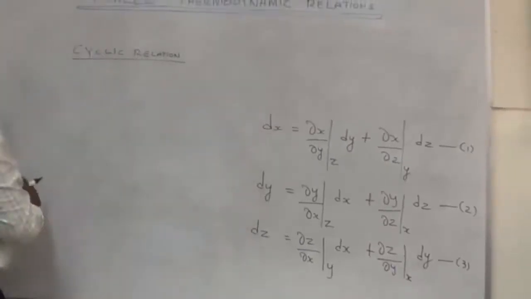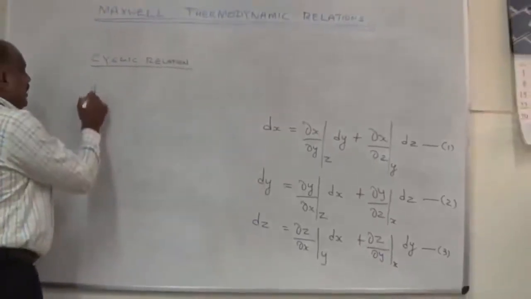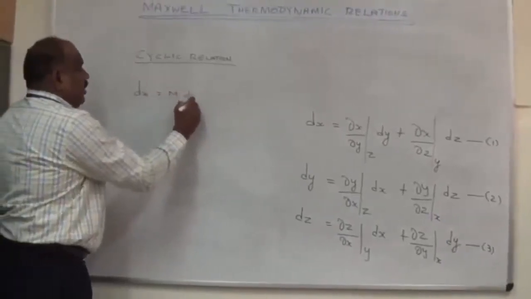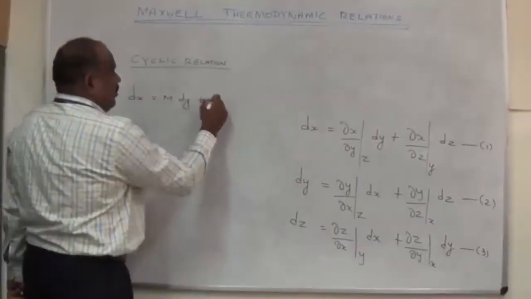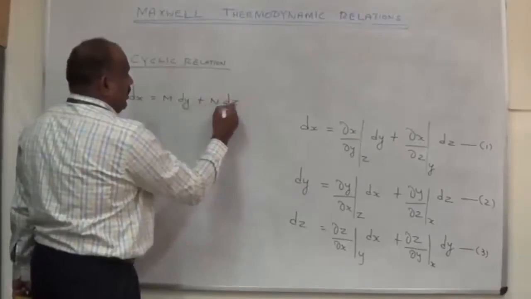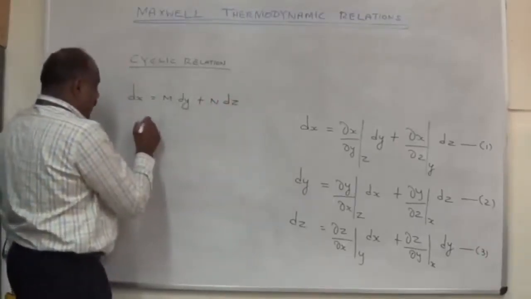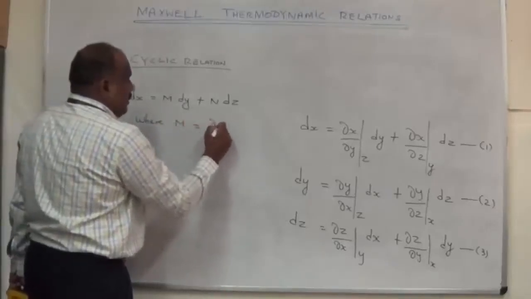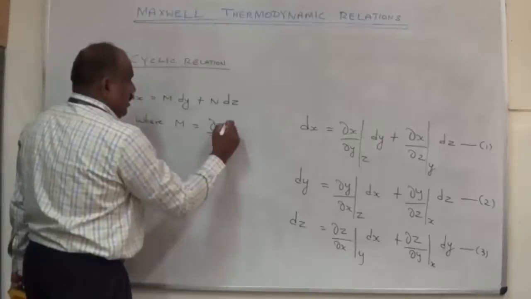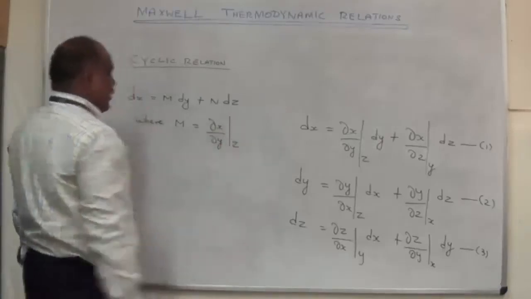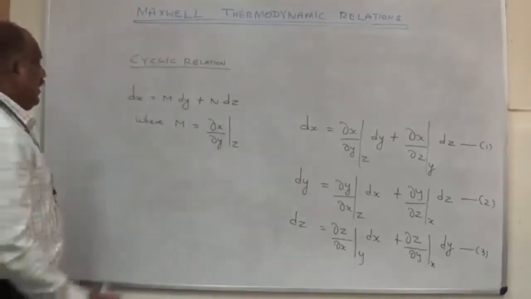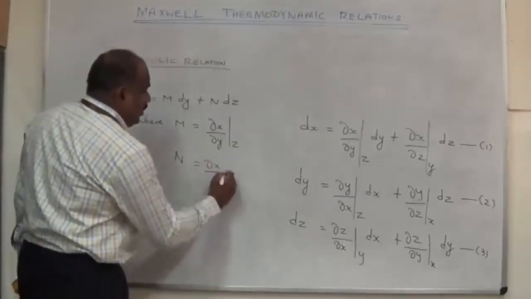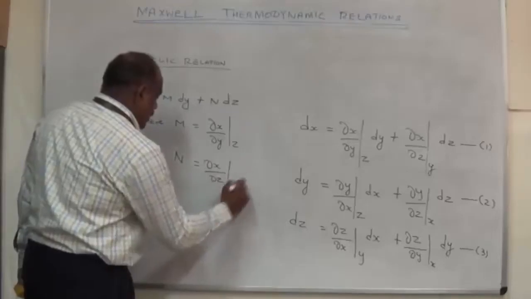Let equation number 1 be represented as dx equal to M dy plus N dz, where M is equal to dou x by dou y at constant z. Similarly, N is equal to dou x by dou z at constant y.